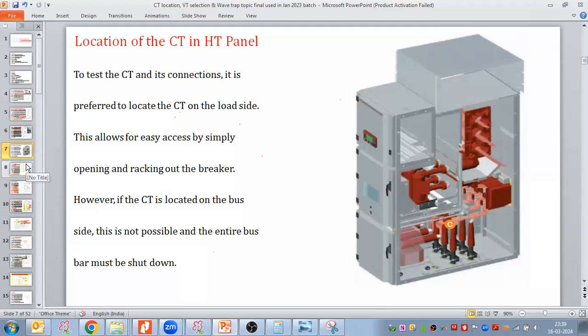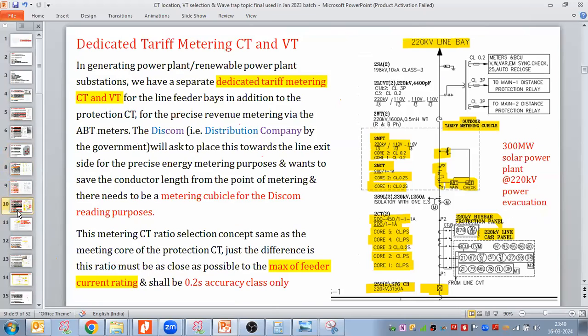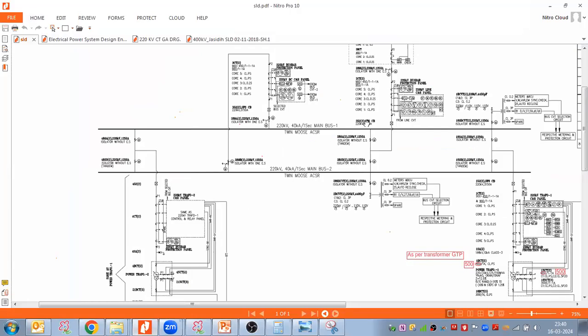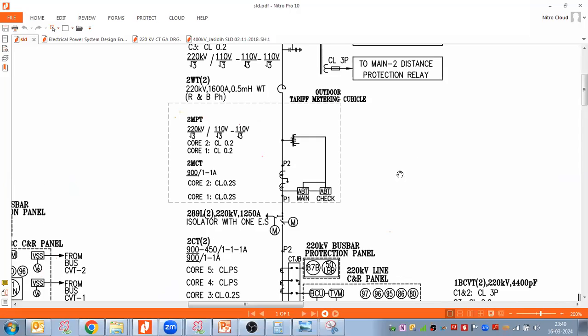I was searching for this PS class knee point voltage. Even though there are multiple tappings, the tappings have multiple knee point voltages. So there is also a lower knee point voltage for the metering point. Yes. So that might be the reason the particular metering will have the lower knee point voltage, and the rest of the things will be as required for the protection purpose.